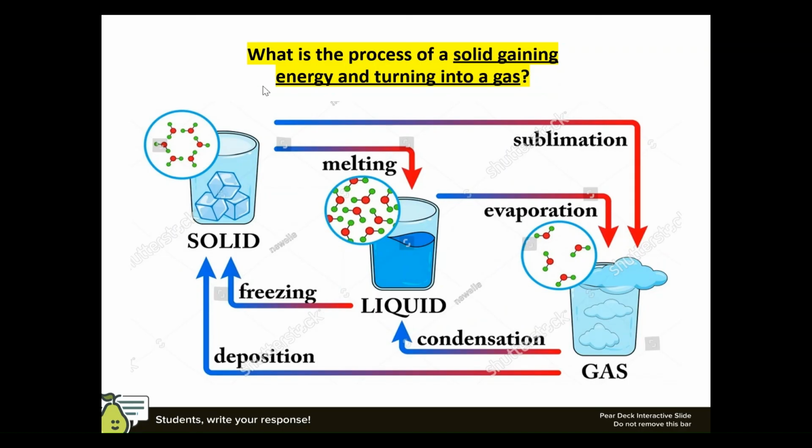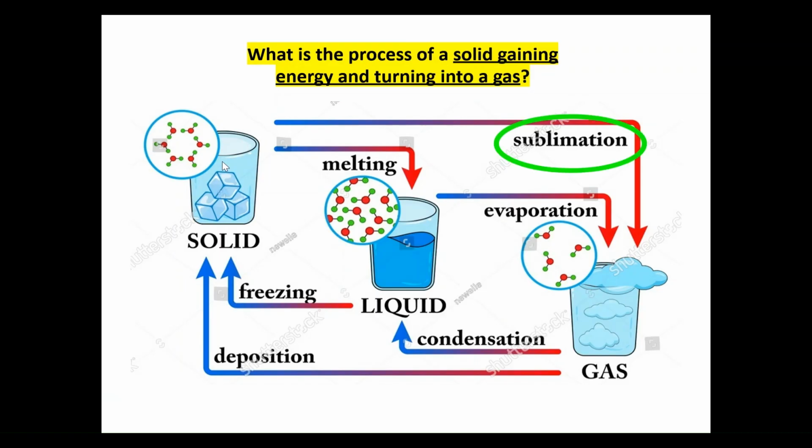One more example. What is the process of a solid gaining energy and turning into a gas? Solid gaining energy. So that means it's originally one temperature and you start adding energy to it. You start adding heat to it. What does it become? It becomes sublimation. A solid adding heat and turning into a gas is sublimation.